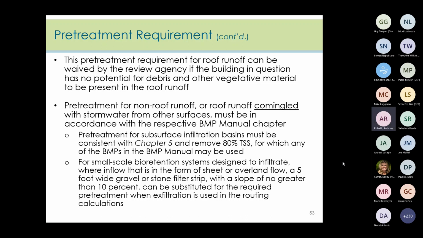When using another BMP for pre-treatment, it must be designed in accordance with the design requirements outlined in its respective chapter. Always check the BMP manual for the specifics. Roof runoff that is commingled with surface generated runoff must be treated per the manual. For subsurface infiltration basins, pre-treatment may consist of any of the BMPs found in the manual, and 80% TSS removal by the pre-treatment is required. Small-scale bioretention systems designed to infiltrate that have flow entering as sheet or overland flow may alternatively use a 5-foot wide gravel or stone strip to filter runoff instead of other forms of pretreatment.